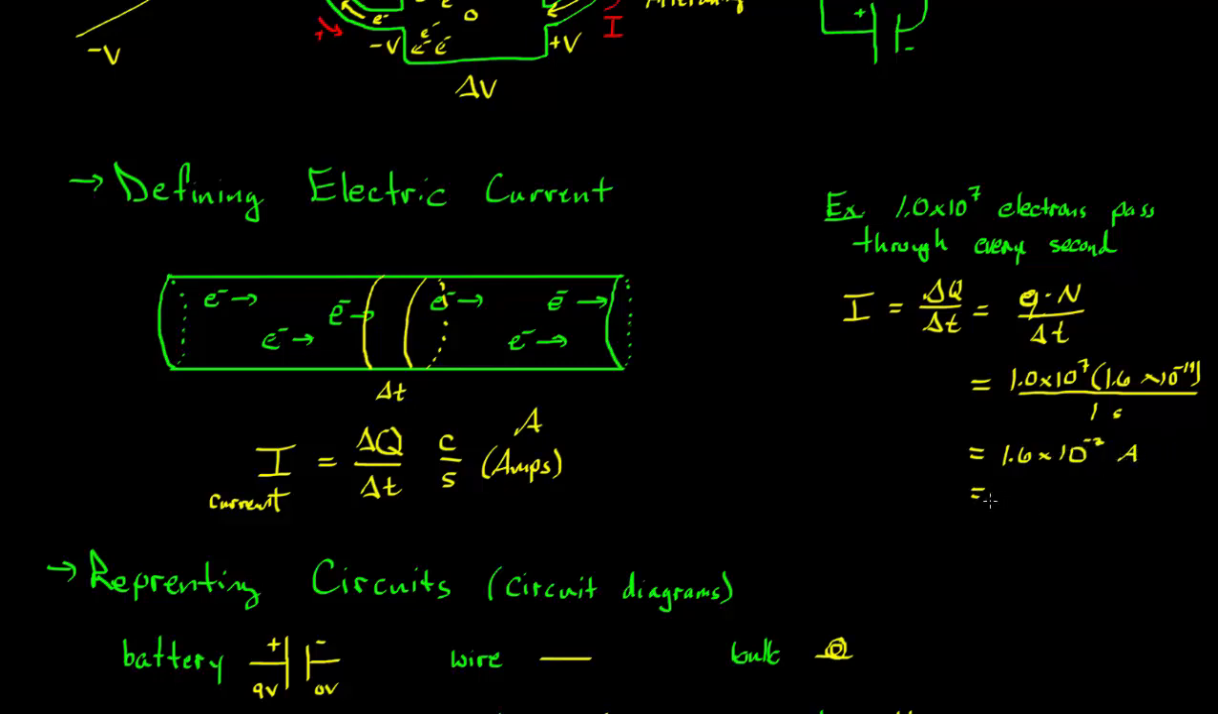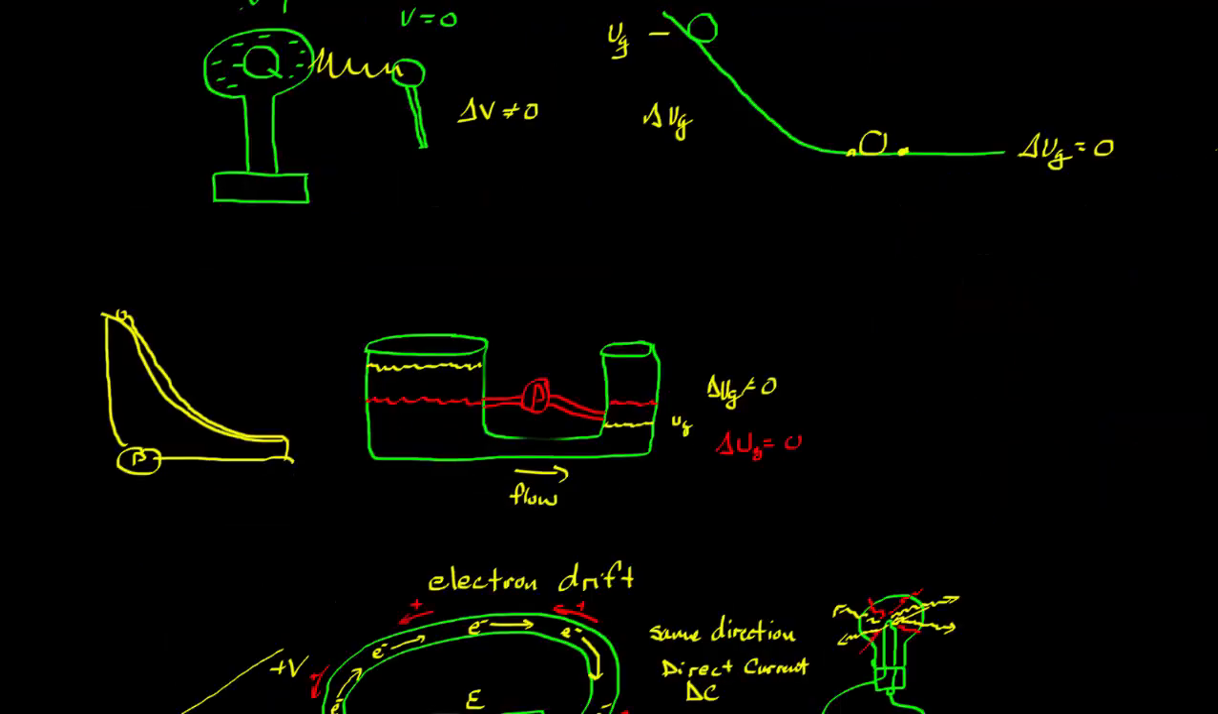If we go over 1, that would be 16 milliamps. And 1, 2. If we go 1 more, that's 10 to the negative 3, which is a milliamp. So not much current. A whole bunch of electrons, not a bunch of current. Anyway, this is the definition. It's on your equation sheet. Just know it's amps.